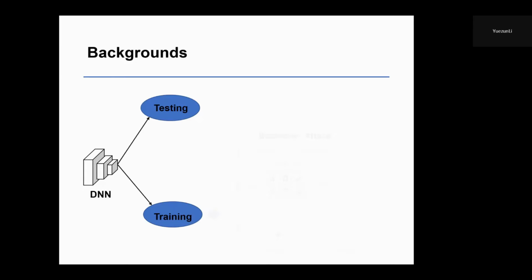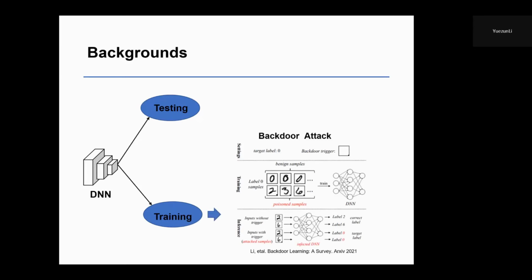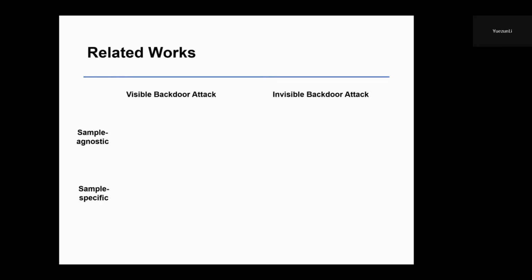In this attack, training samples are poisoned by inserting specific patterns on images, such as a black block at the right bottom corner. After training, the DNN model can perform well on clean samples but badly on poisoned samples. In recent years, many works on backdoor attack have been proposed, and we can divide them into several categories. The first is visible backdoor attack and sample agnostic, as we can notice the trigger and the trigger is fixed.